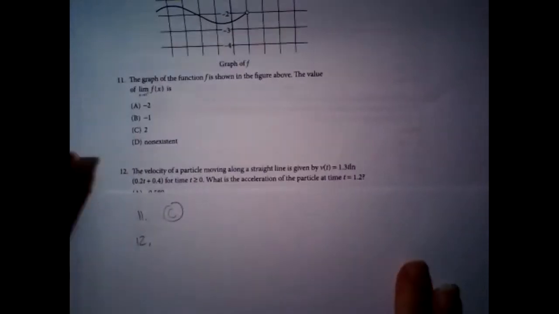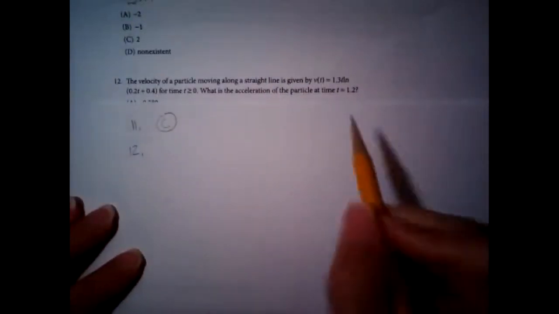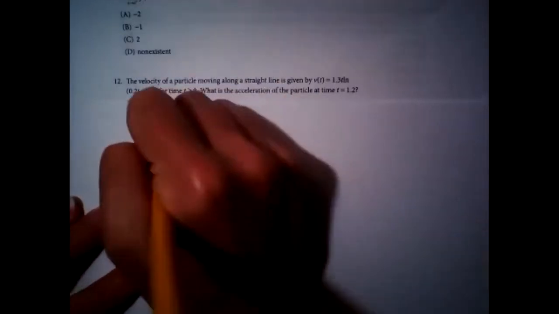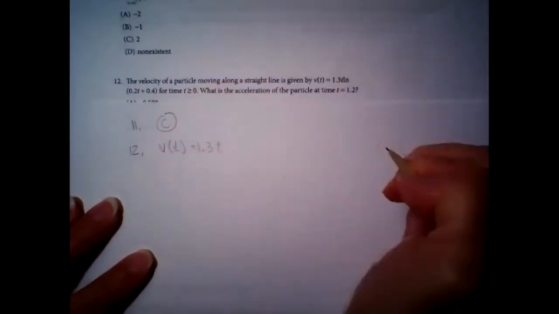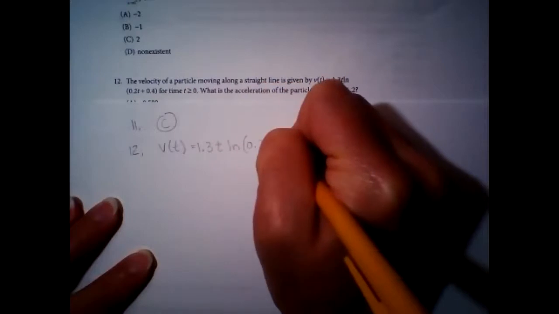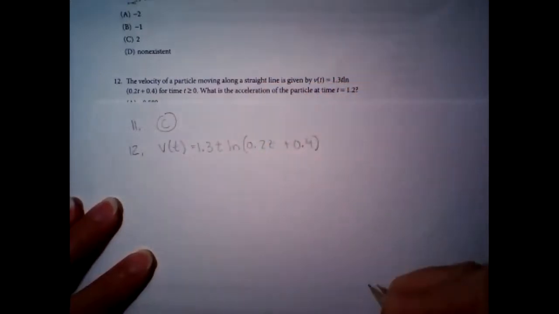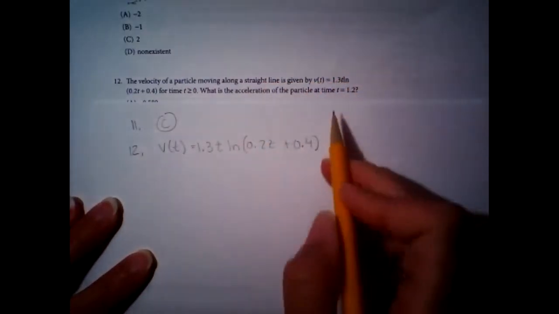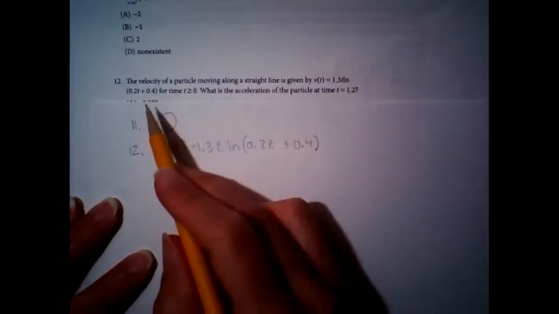All right, number 12, we are given the velocity of a particle. And this is really weird. The function went down to the next line. Let me write it out so that it's all on one line. Velocity is 1.3 t ln of 0.2 t plus 0.4. I feel like that was almost kind of rude. They didn't fix that. Like the equation went down to the next line.